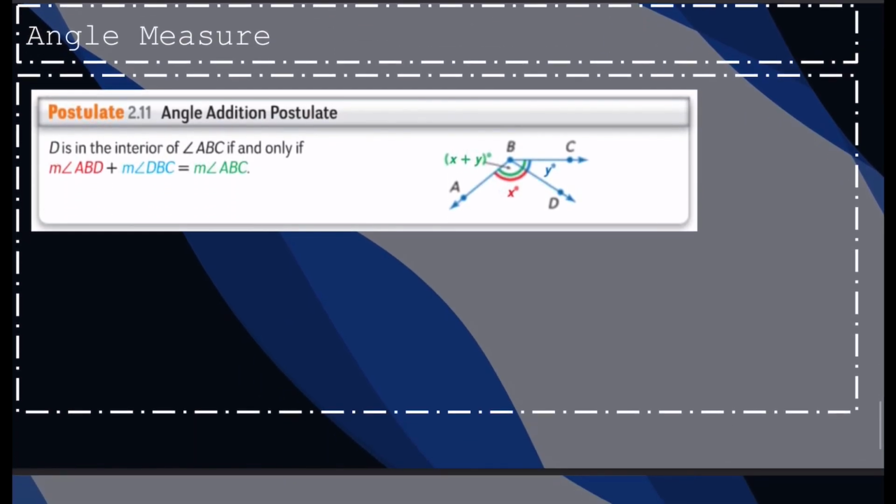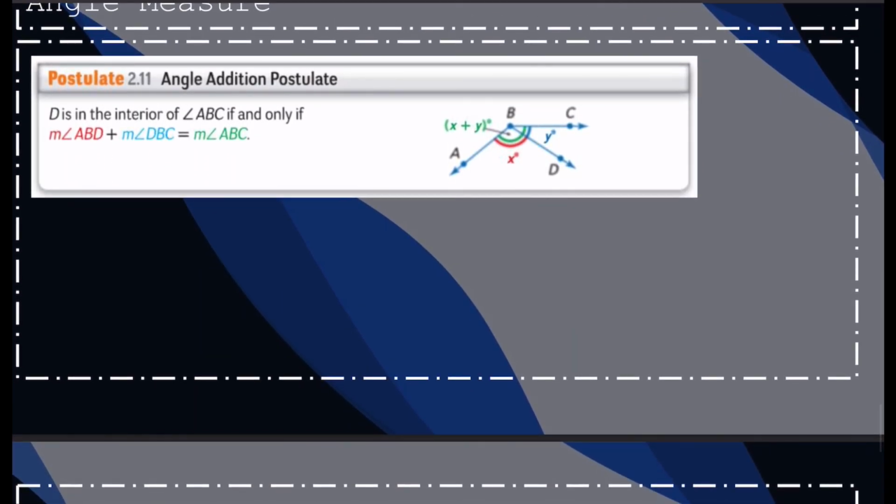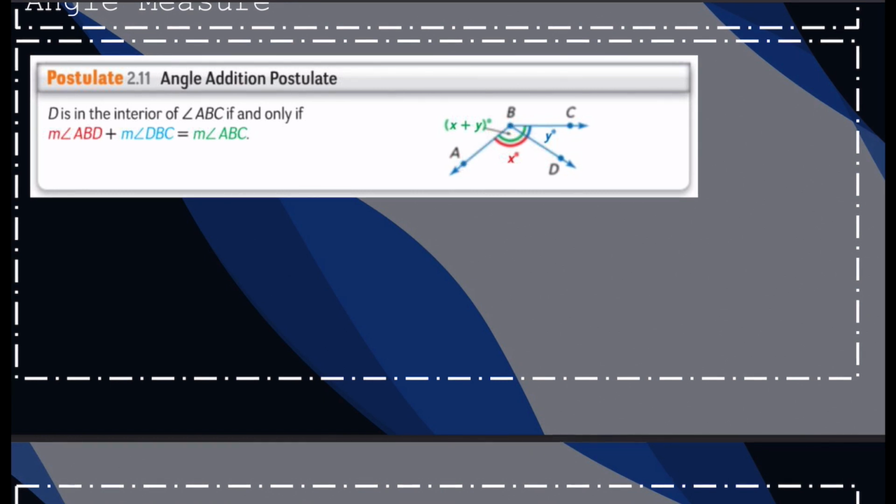All right, let's go ahead and talk about the angle addition postulate. It says D is in the interior of angle ABC if and only if the measure of angle ABD plus the measure of angle DBC is equal to the measure of angle ABC. Take a look at the diagram over here. Where's the measure of angle ABD? It's right here. Now where's the measure of angle DBC? If you add these two angles together, you get the whole thing, which is the measure of angle ABC.